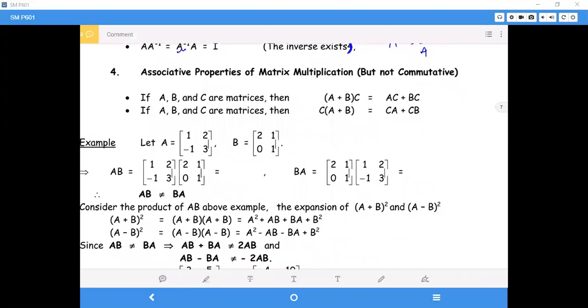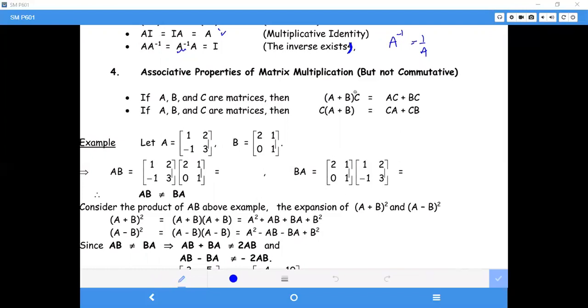And associative properties of matrix multiplications, blah, blah, blah, right? This one has something. If you have (A plus B) times C, like that, C is at the back. So when you multiply, you distribute inside. C has to stay at the back, okay? C cannot go to the front.